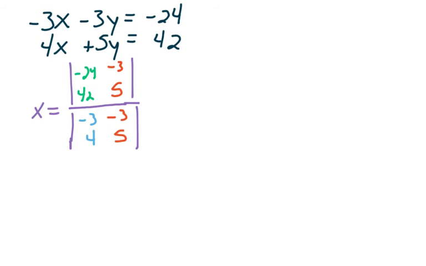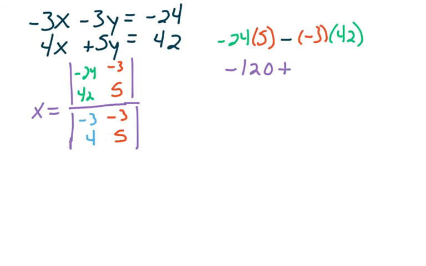To solve that, we have negative 24 times the 5 minus negative 3 times 42. Let's see, this ends up being negative 120. Negative times a negative is positive 126. Negative 120 plus 126 is a positive 6.